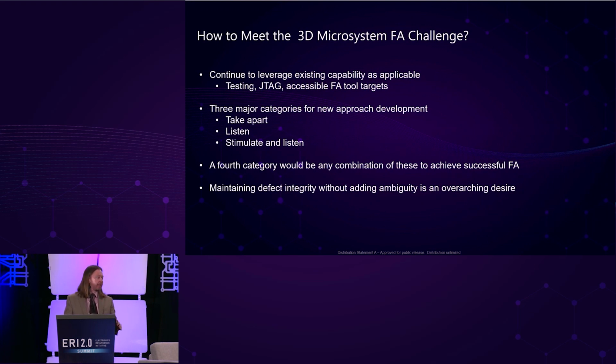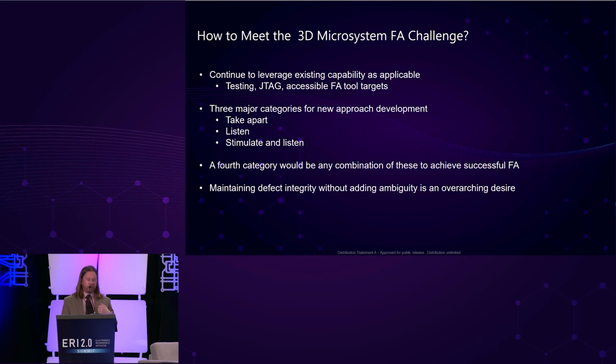Well, we certainly don't want to stop doing the things that have made us successful in planar systems. So there's a whole set of things you can do from an integrated package for testing purposes, such as using JTAG and using our available failure analysis tools when they can work to get at the defect location. But there's probably three major areas to think about a little bit differently in terms of needed developments.